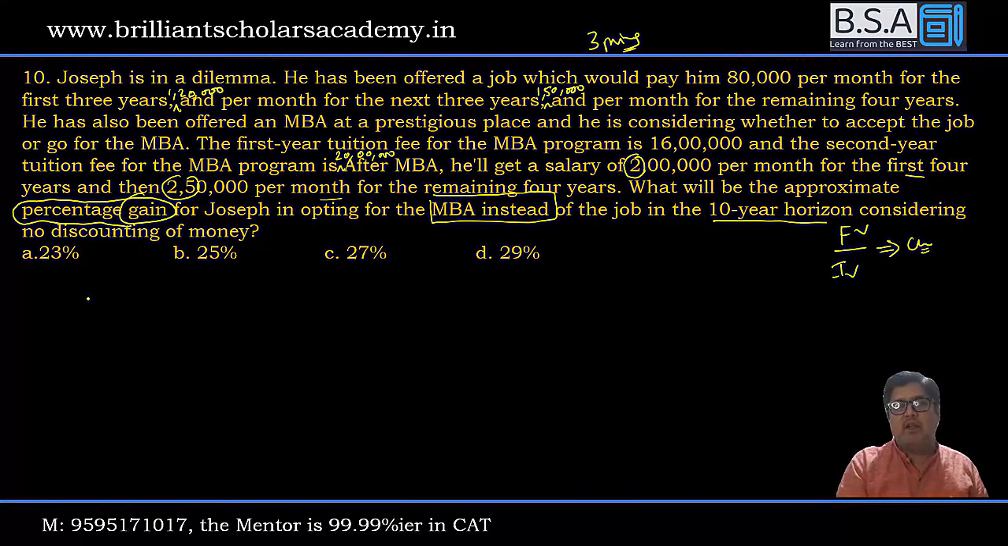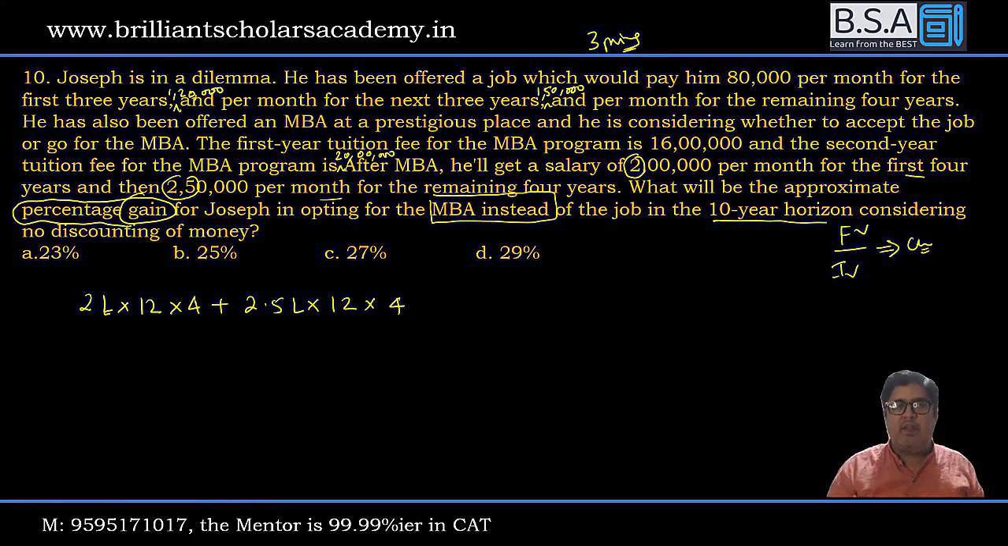Please observe. 2 lakh rupees he is receiving, 12 months, 4 years. He is receiving 2.5 lakh rupees, 12 months, 4 years. This is what he is receiving. And he has to make a payment of 16 lakh rupees and 20 lakh rupees. So please observe how I'm writing here. He has to make a payment of 36 lakh rupees in these 2 years.